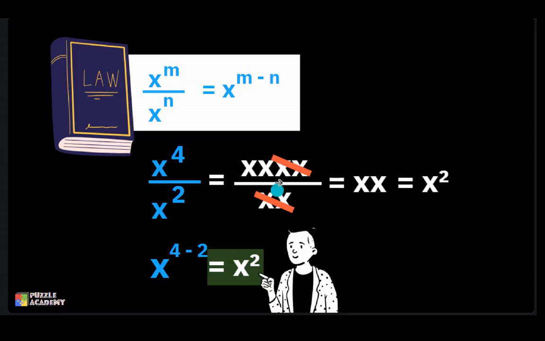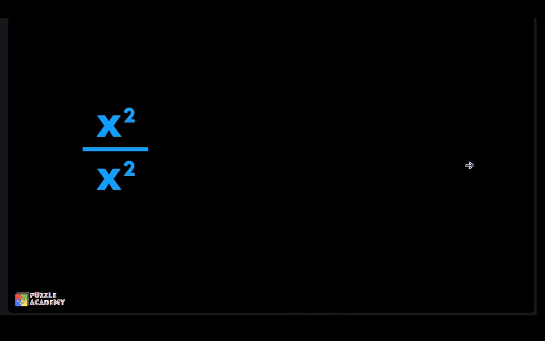Ay, by the way, ito nga yung nangyari doon kanina, no? Tinanggal natin yung x na dalawa sa taas at baba. Okay, we can cancel them out. Kaya ang natira, itong x times x. Tapos ginawa natin siyang exponent, that is x squared.